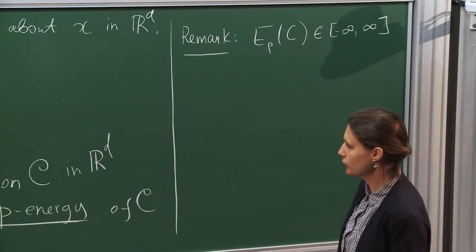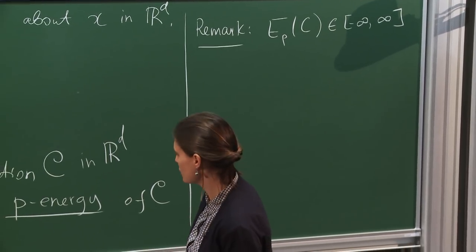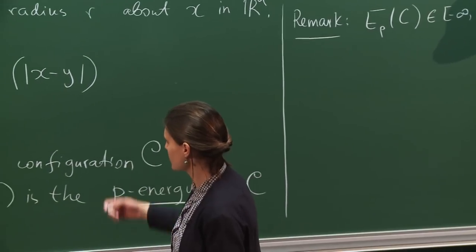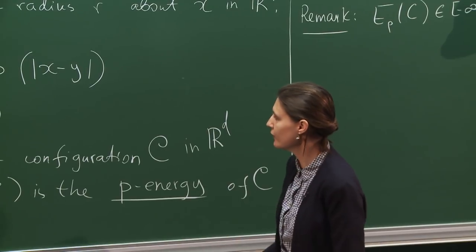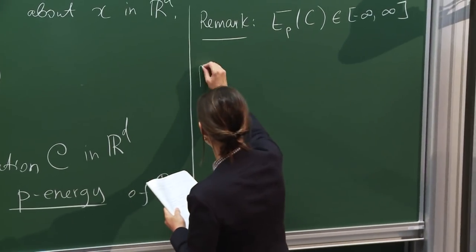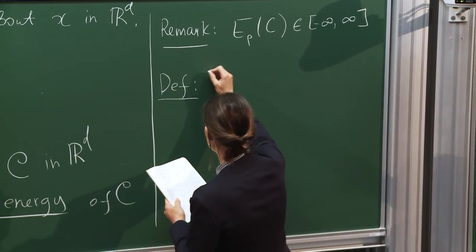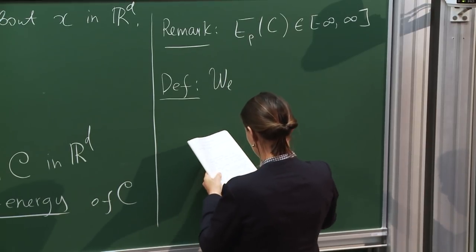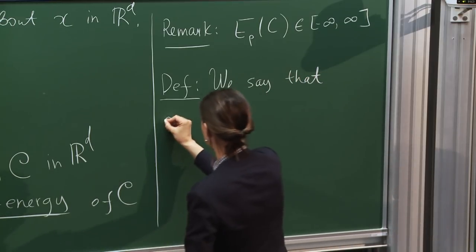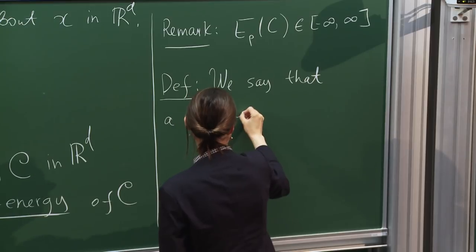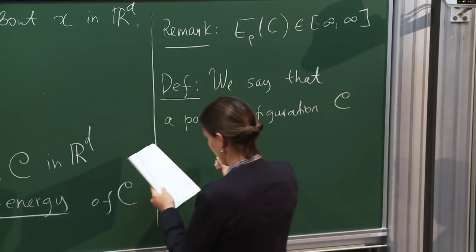Now, as the name energy minimization says, we want to find configurations with minimal possible energy. But to rule out trivial solutions, we need to introduce another notion, which is the notion of density of a configuration. We say that the point configuration has density rho.